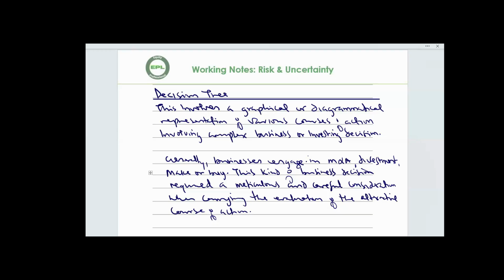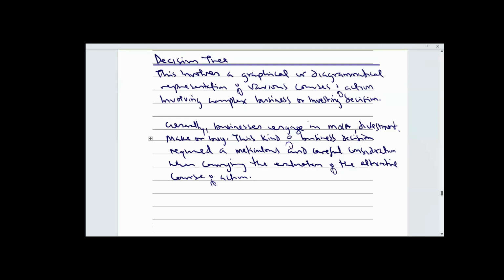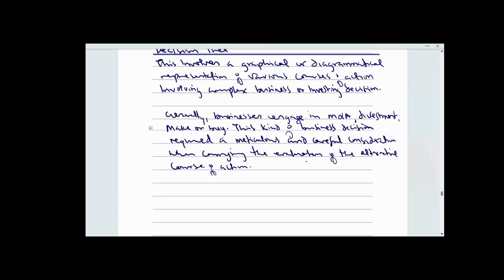So the examiner will tell you that you want to make a final decision, but before you make the final decision, you have to take some steps. There are some steps you need to take before you get to the final destination. Or you have multiple decisions to make before the final decision. When you have such a scenario in a question, there is no better method to use for the analysis other than the decision tree.